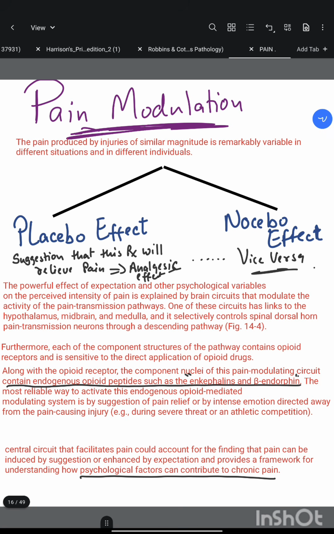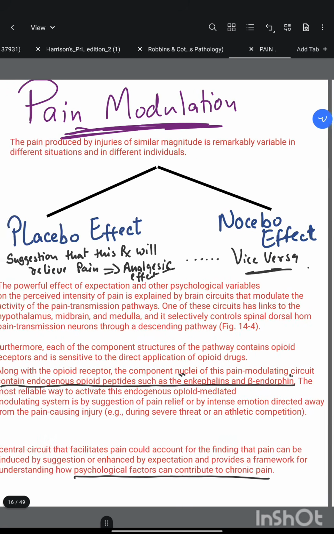So, suggestion or an intense emotion directed away from the pain causing injury. I haven't tried it, but if somebody is in pain, make sure he's diverted from that pain. Make him remember his girlfriend, make him remember something altogether different from this situation, and this might help because it releases enkephalins and beta endorphins, which act on the pain modulatory pathways.